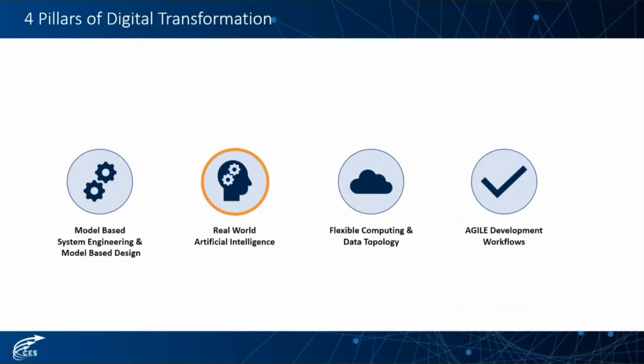The second of the pillars of digital transformation is the use of real-world artificial intelligence. In this terminology, real-world is as important and essential as the words artificial intelligence. AI needs to be integrated with a multitude of existing systems and subsystems, and finding a way to do that is essential in the efforts of digital transformation.